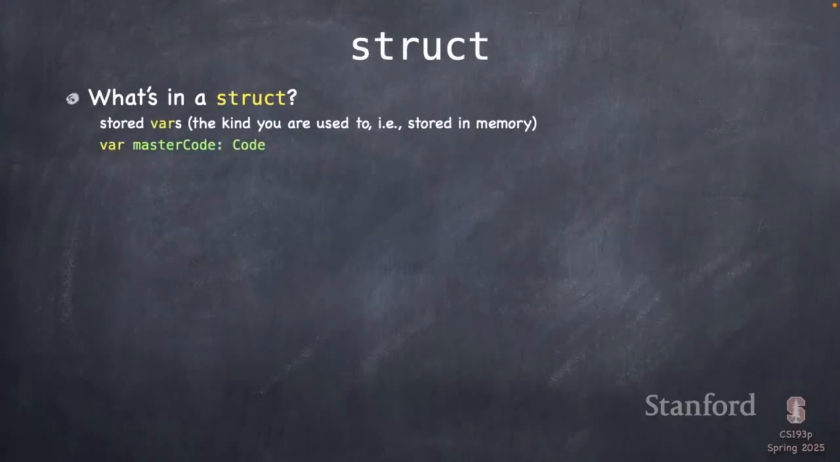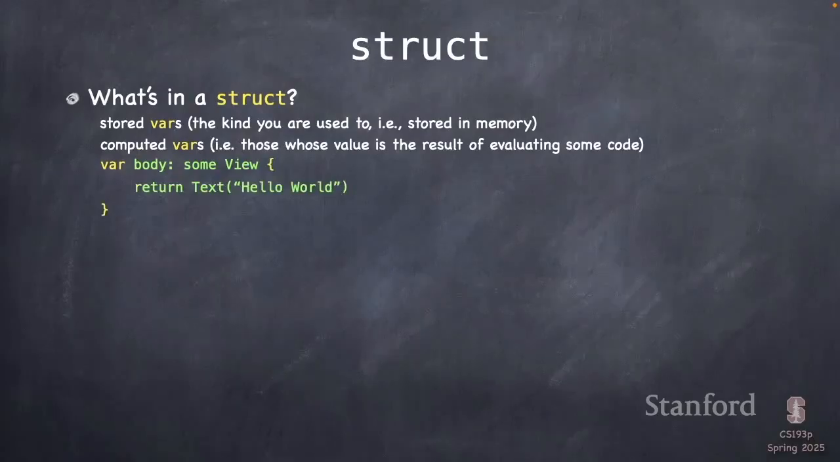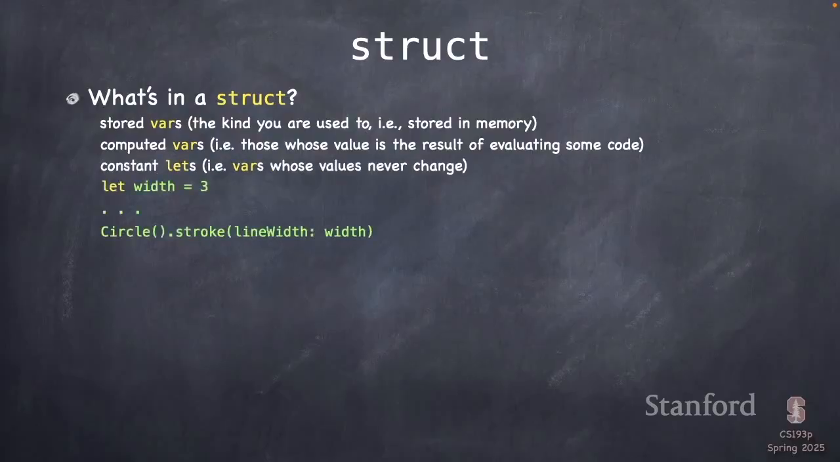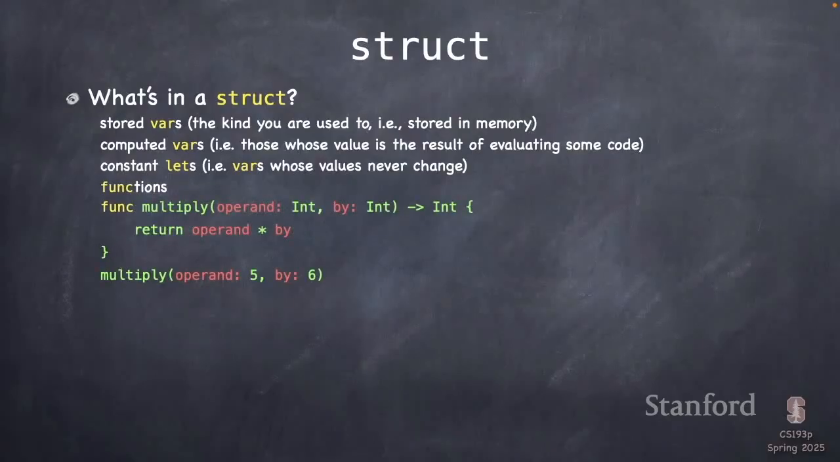So struct. Now, we're pretty familiar with struct. We already know that struct can have stored vars, and we don't see it a lot in views. When we do have stored vars in views, we have to mark them with @State. But you can imagine in our model, our CodeBreaker game, we're going to have a var somewhere which is the master code for our game, for example. That would just be a var in a struct somewhere. We also can have computed vars. Of course, var body is a computed var. We have all kinds of computed vars in structs. We can have constant lets, like let width equals 3, and then I could say stroke with line width. And then we have functions in structs, like here's one, multiply, that multiplies an operand by another thing there.